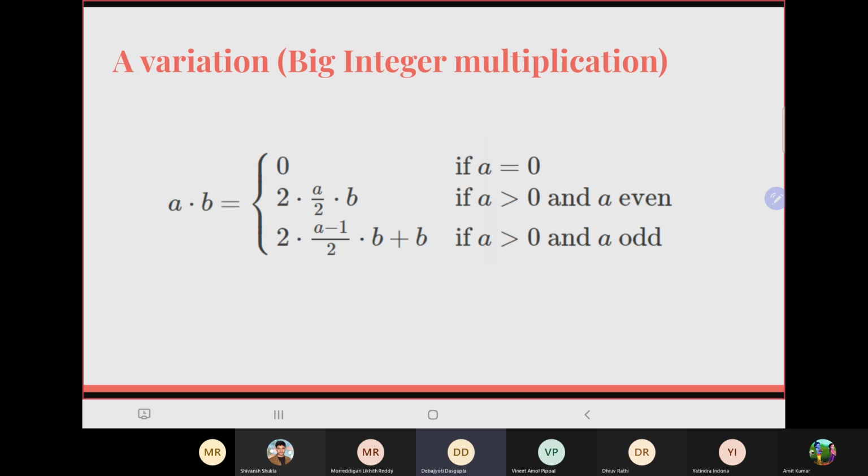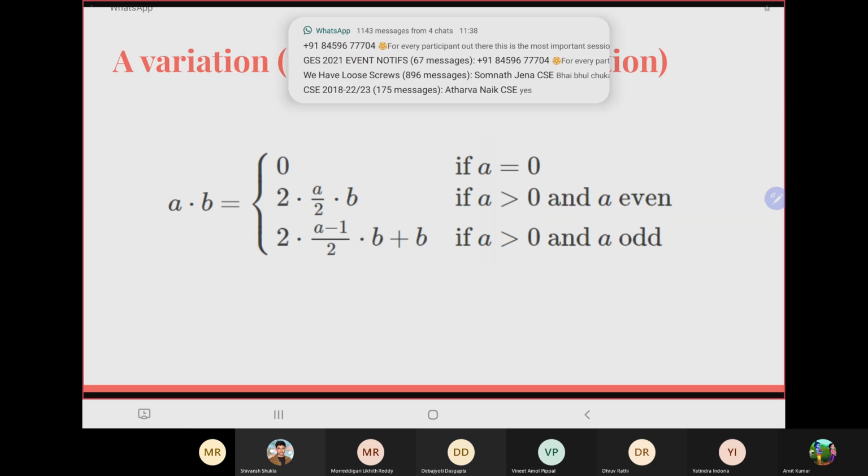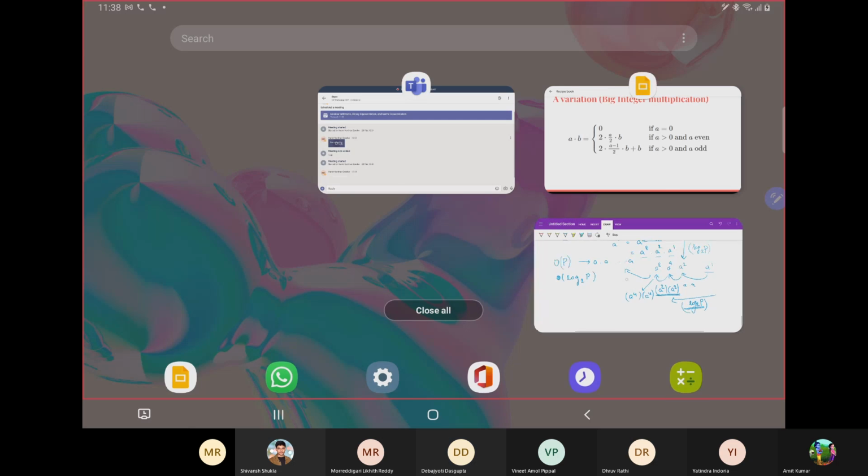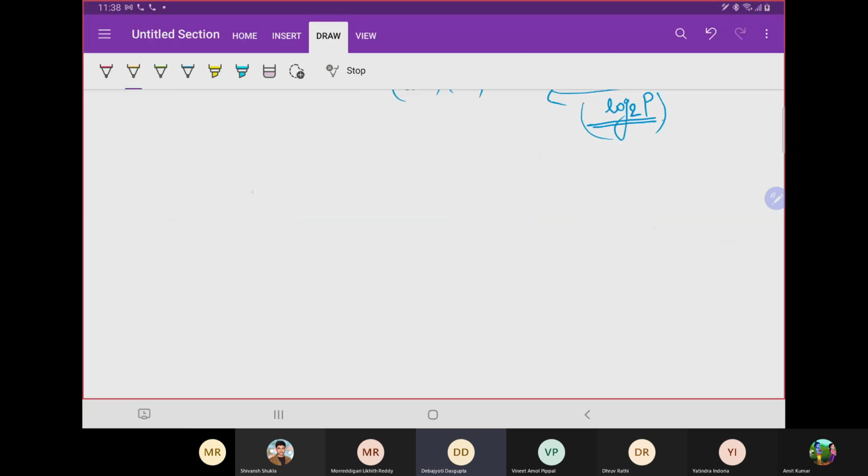So what we are doing then, if A is even, we are trying to find the product of A into B. So if A is an even integer, this is the same as multiplying A by 2 into B and then taking the product with 2. And if A is odd, we need to find A into B. I will do A minus 1 into B plus B.